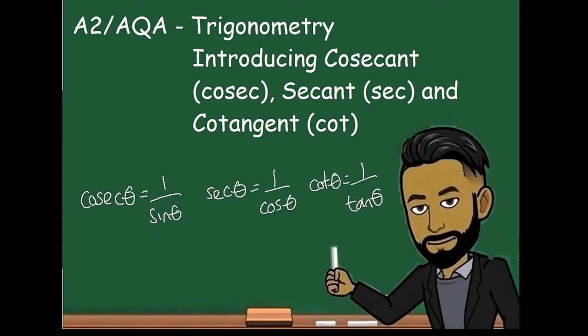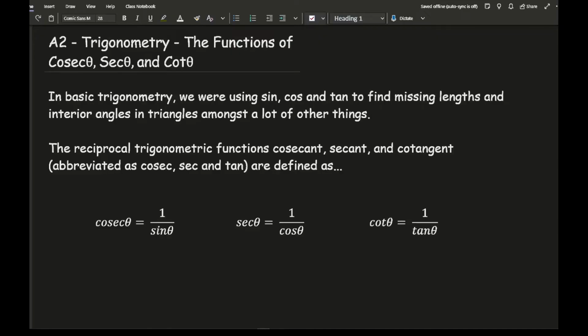So welcome everybody to this latest A2 level video on 162 maths, and in this video we'll be talking about trigonometry and introducing cosecant or cosec, secant which is sec, and cotangent which is cot. Now in basic trigonometry we were using sine, cos and tan, which was short for sine, cosine and tangent, to find missing lengths and interior angles in triangles amongst a lot of other things.